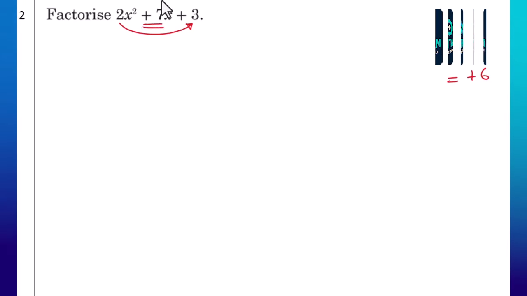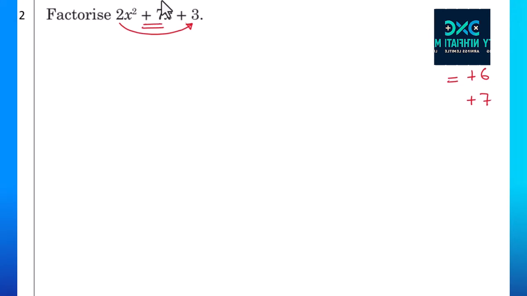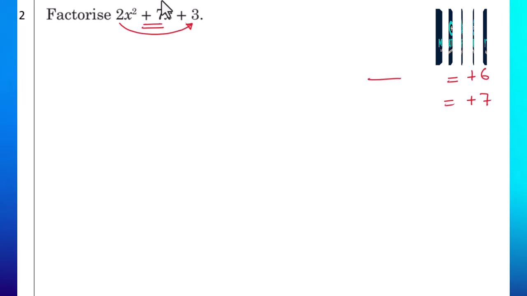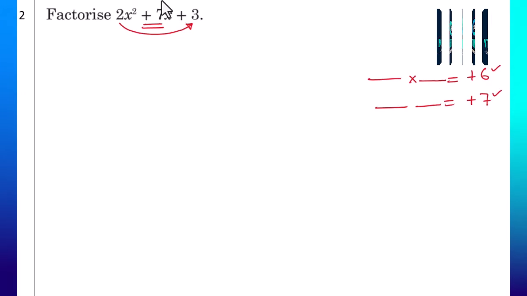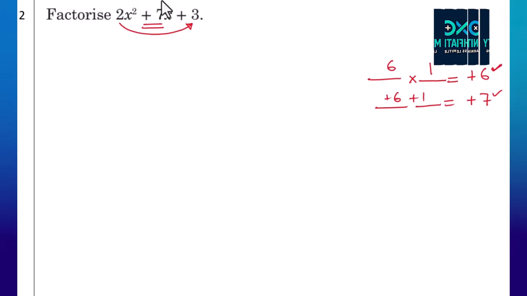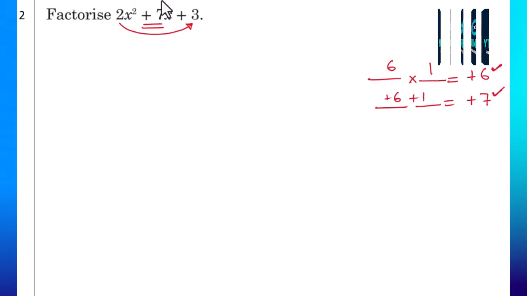And what is at the center? The center is positive 7. Now you have to think what two numbers, when you multiply them, the result should be positive 6, and when you add them or subtract them, the result should be positive 7. So if I concentrate on table 2, 2 times 3 is 6. But if I add 2 plus 3, I will not get 7. 6 times 1, yes. When I multiply them, I will get positive 6. And 6 plus 1, positive 6, positive 1, we will get positive 7. So these are the two numbers.